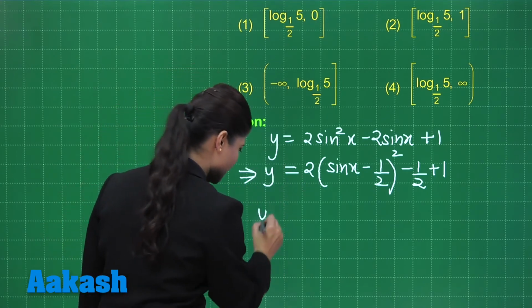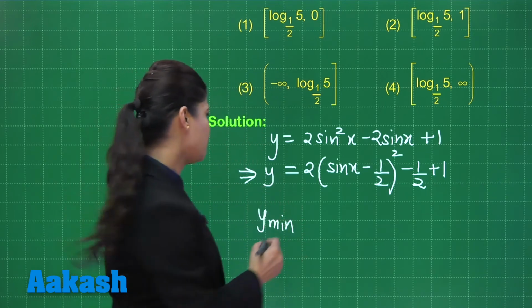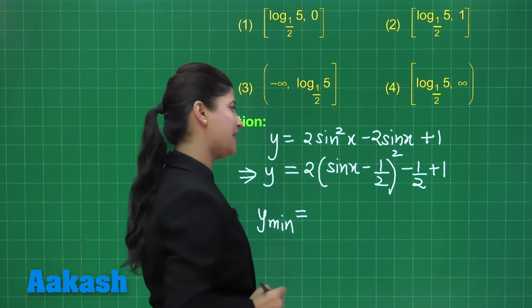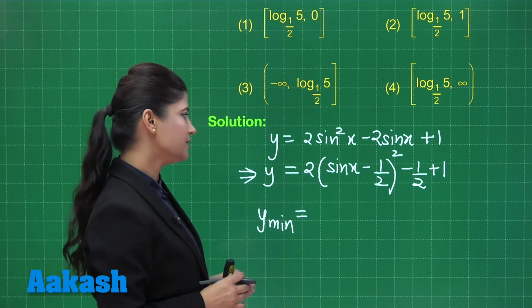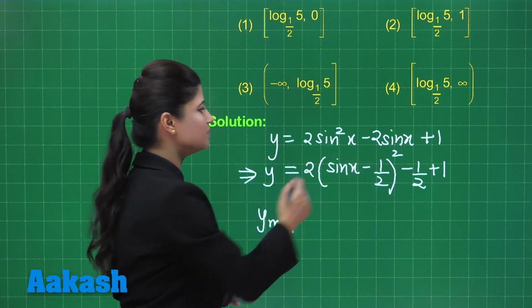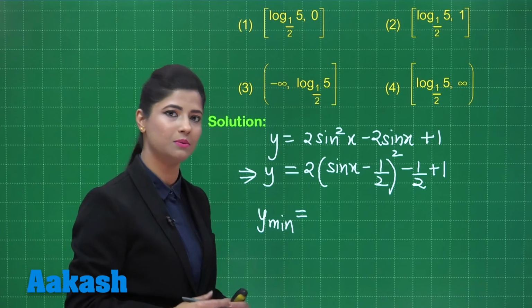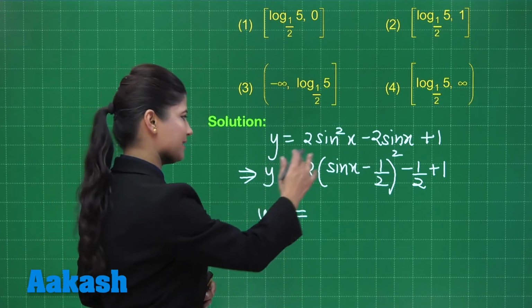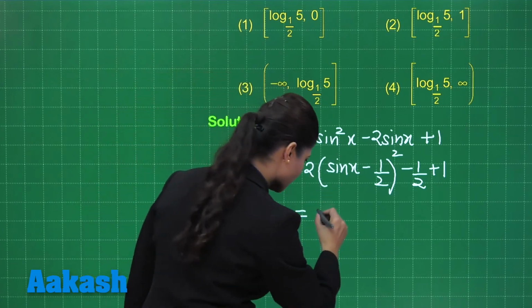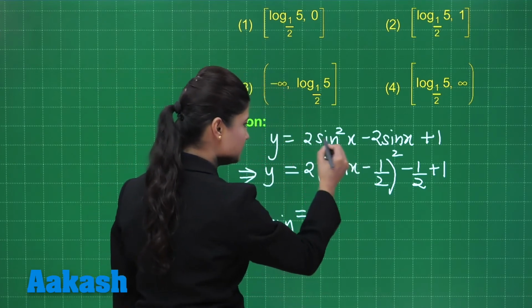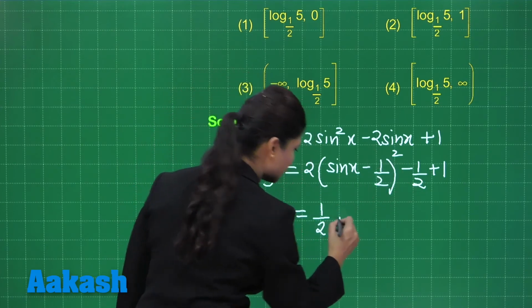Now in order to obtain the range, you need here the minimum and the maximum possible value of y. That totally depends on this term, that is sine x minus 1 upon 2, whole square. For that, if I consider that in this case this whole term becomes equal to 0, that is possible when sine x is equal to 1 by 2, and that is quite possible because sine x has the value equal to 1 upon 2. So when sine x becomes equal to 1 upon 2, this whole term becomes 0. 0 into 2 becomes 0 plus 1 by 2. The minimum possible value is 1 upon 2.